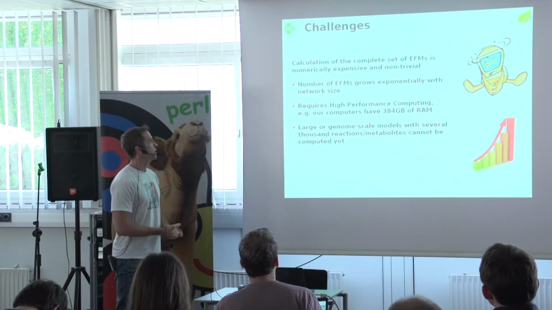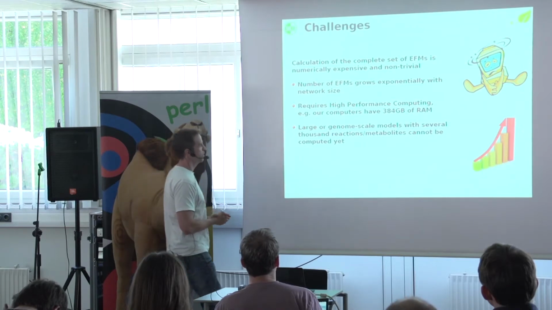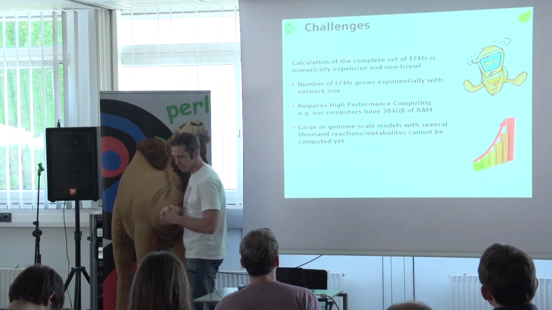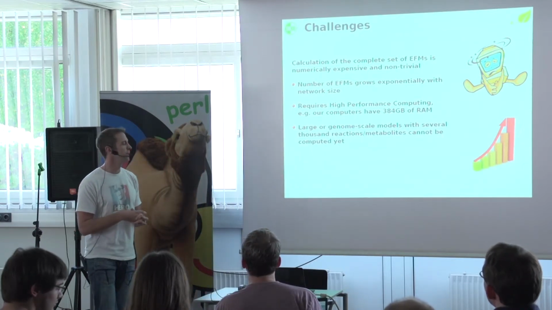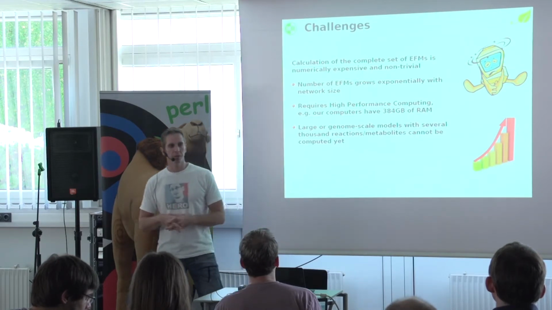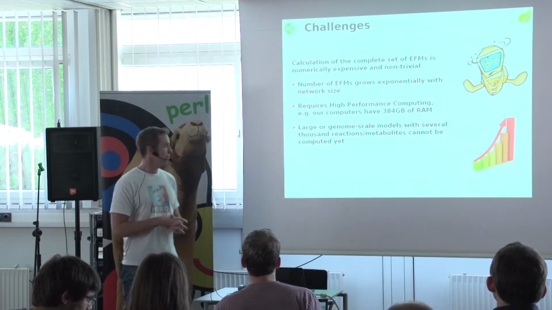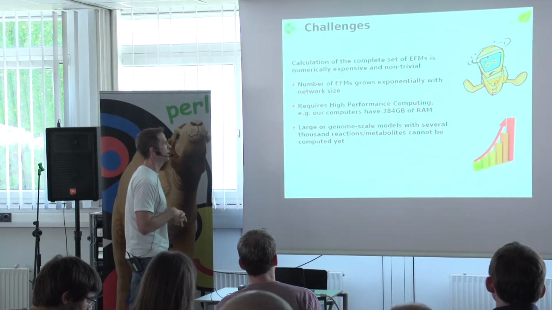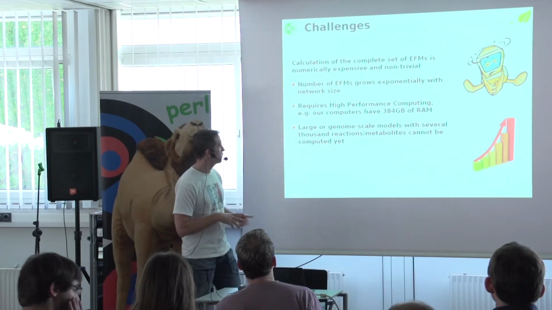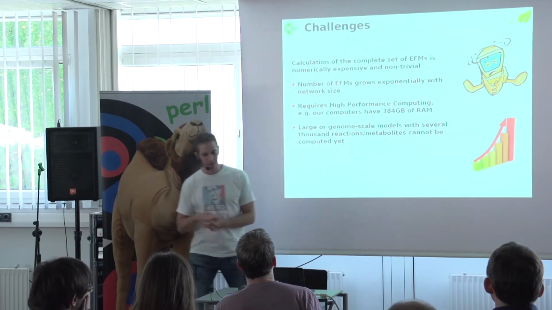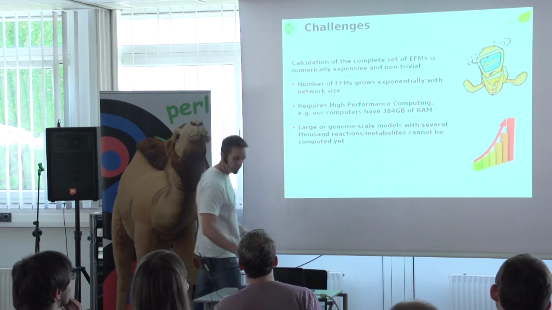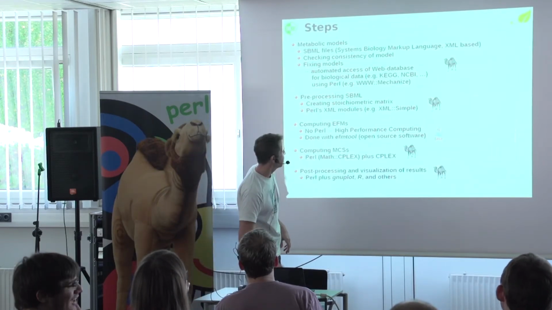What are the main challenges here? One main challenge is that the number of elementary flux modes grows exponentially. This little E. coli model I showed you has a couple of thousand modes, but if we go genome scale, this is just incredibly huge. Even medium scale models easily have a couple of 100 million modes. So we always need high performance computers now. Our computers have 384 gigabytes of RAM currently. And as I said, genome scale models no one can do right now in the world.